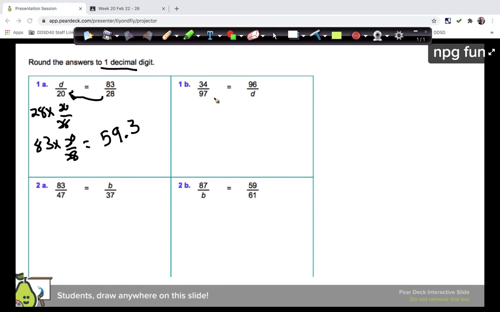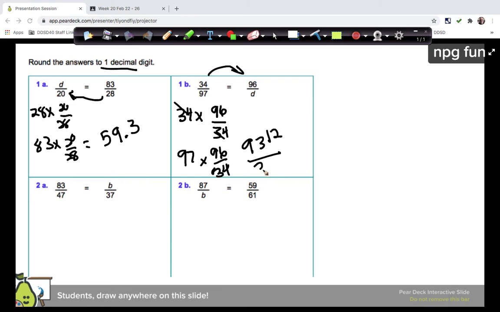So let's see, how do I get from 34 to 96? 34 times 96 34ths, because those will cancel out. So I'm going to do 97 times 96/34. That's 97 times 96. Take that answer, which is 9,312, and divided by 34. And this rounds to about 273.9.